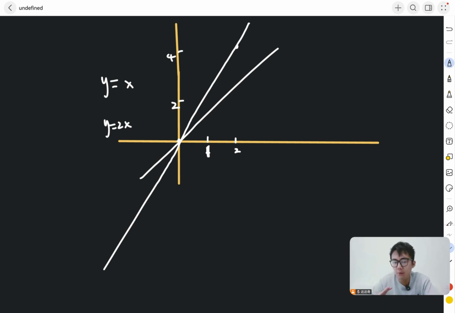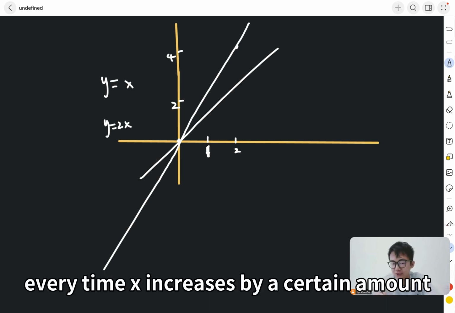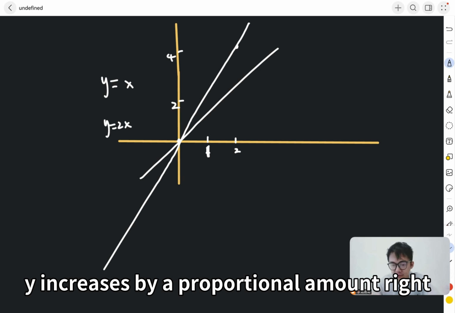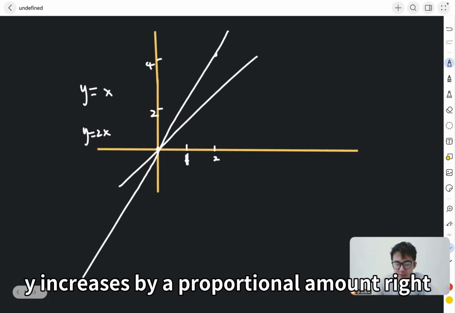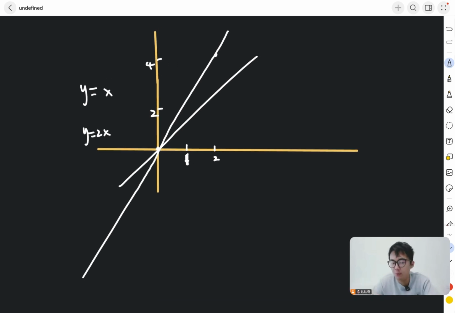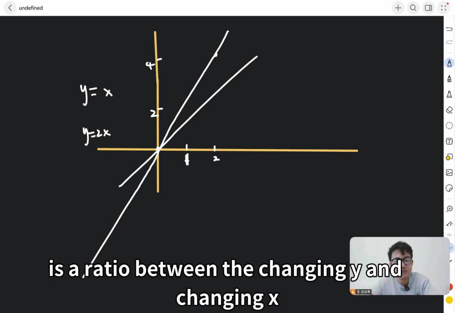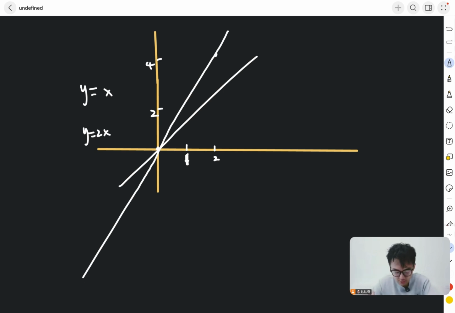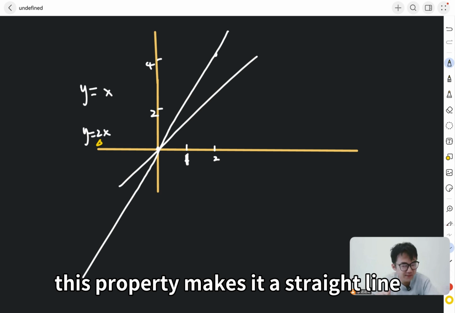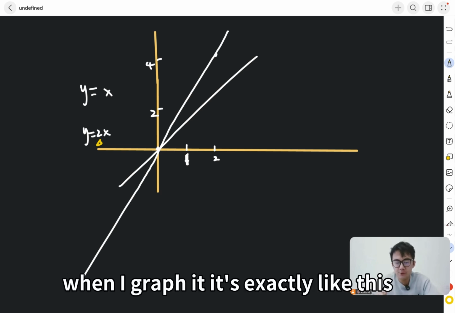Notice something. Every time x increases by a certain amount, y increases by a proportional amount, right? If x changes by 0.1, y changes by 0.2. If x changes by 10, y changes by 20. The constant, unchanging factor here is the ratio between the change in y and the change in x, which is 2. This property makes it a straight line. When I graph it, it's exactly like this.